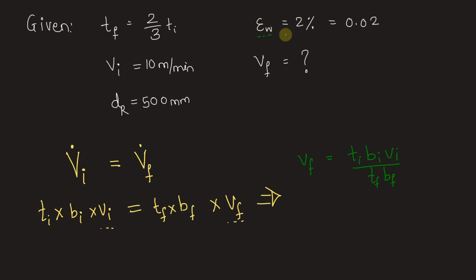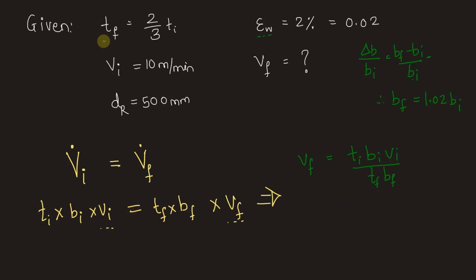Now strain for width will be given as change in width divided by the initial width. That means it is Bf minus Bi by Bi. Therefore, we can derive the relation Bf by Bi is equal to 0.02 plus 1. Taking this term on the other side, we get Bf equal to 1.02 into Bi. This Bi is in the denominator. So we can calculate this ratio Bi by Bf from here, which will be 1 upon 1.02.